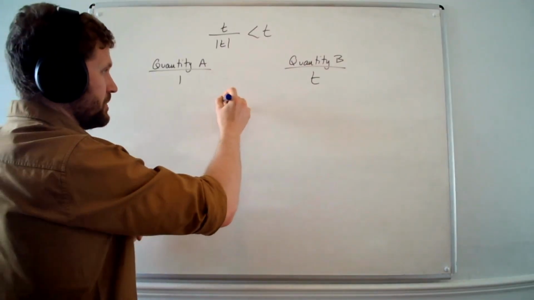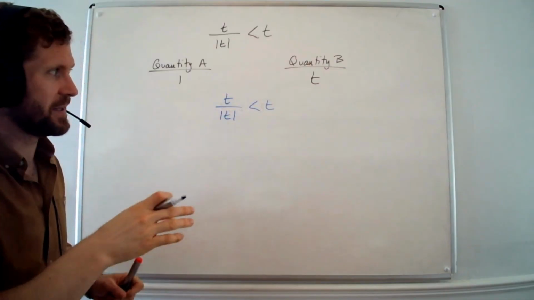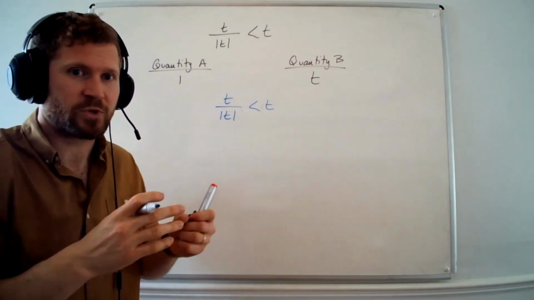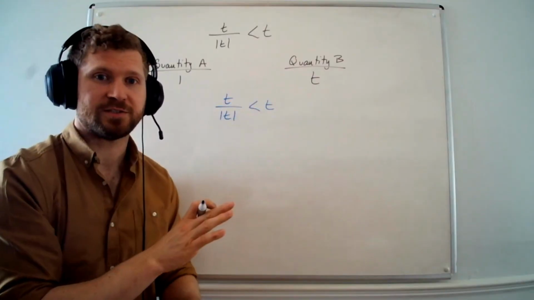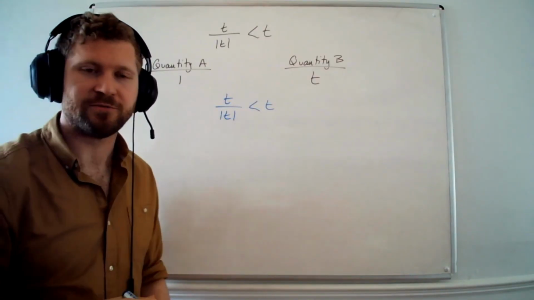All right, so I'm going to start with the question we've been given. T divided by the absolute value of t is less than t. Okay, I'm not actually going to do anything with this to start with. I'm going to look at this bit down on the bottom of the fraction on the left-hand side, the absolute value of t.